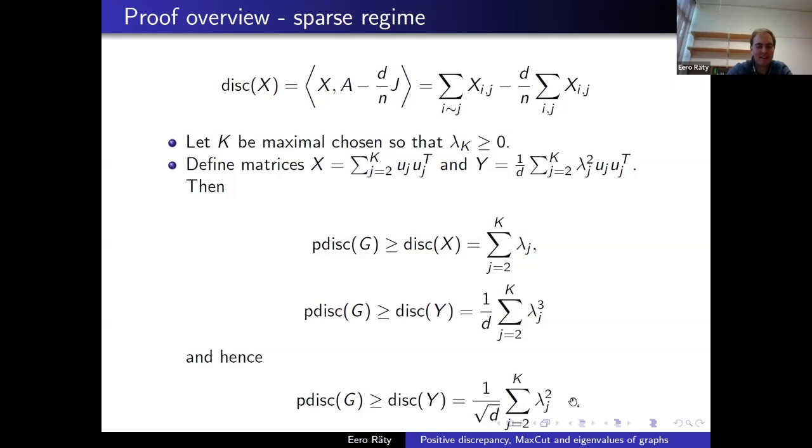Unfortunately, it could be the case that the negative eigenvalues contribute all but a little over 1 proportion of the sum of the eigenvalues squared. So we have to do something else.